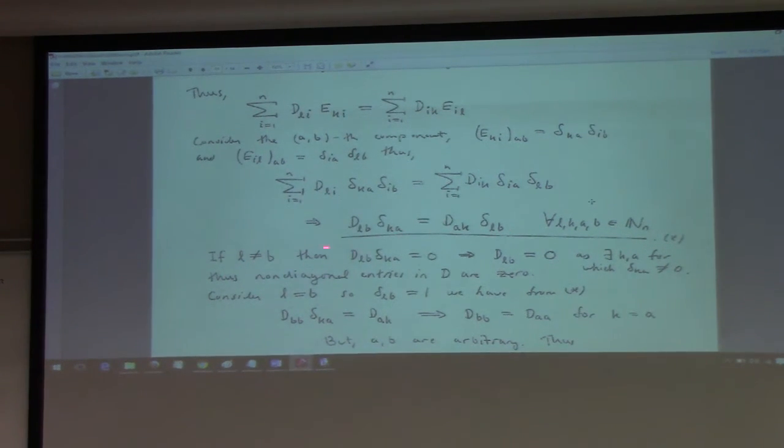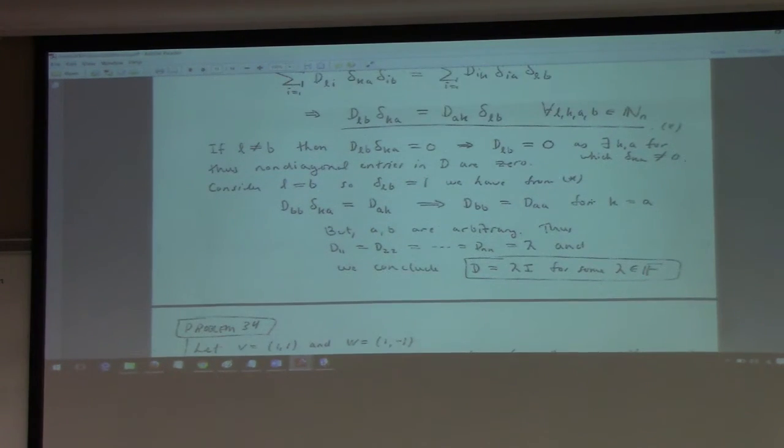For example, if L is not equal to b, that means this is 0, which means that this is 0, but this can be non-zero, so all I've got to do is look at k not equal to a, and bam, I've got d_Lb is equal to 0 for L and b not equal. In other words, all non-diagonal entries are straight up 0. And then I focus my attention on L equals b. If L is equal to b, that means that Kronecker delta Lb is 1.